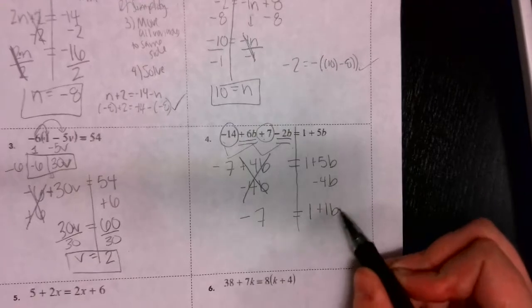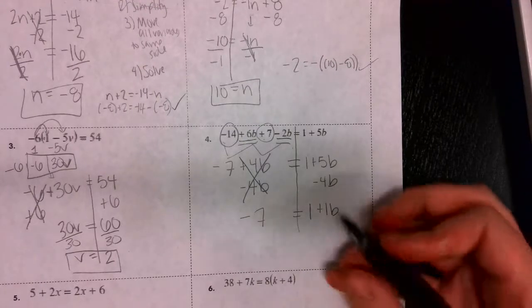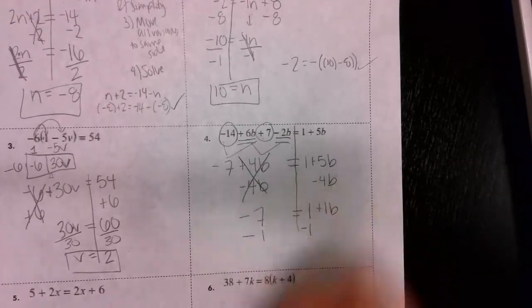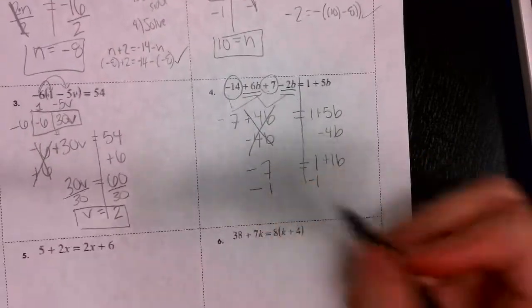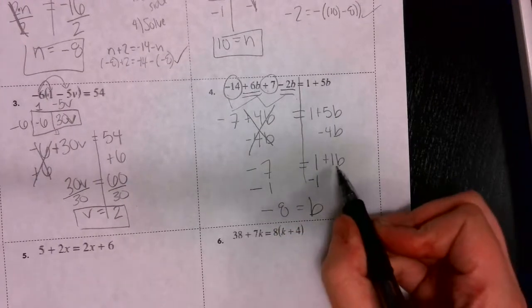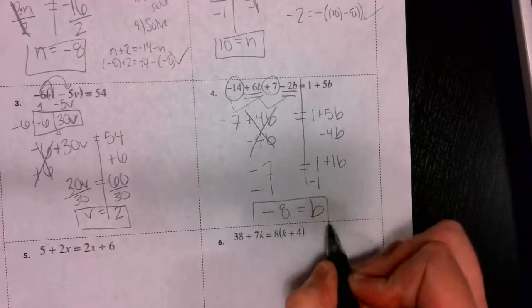I got to get the b by itself. I got to start by getting rid of this plus 1. So the opposite of a plus 1 is a minus 1. If I do it over here, I got to do it over here. So negative 7 minus 1 gives me a negative 8. And that's what my b equals, because 1 times b is the same thing as b.